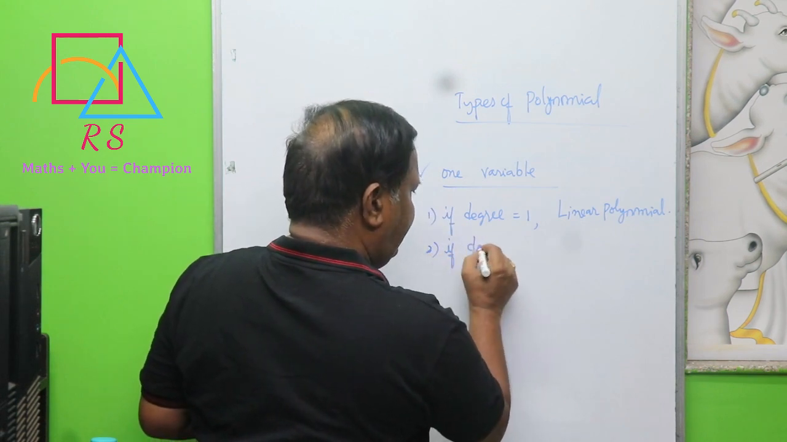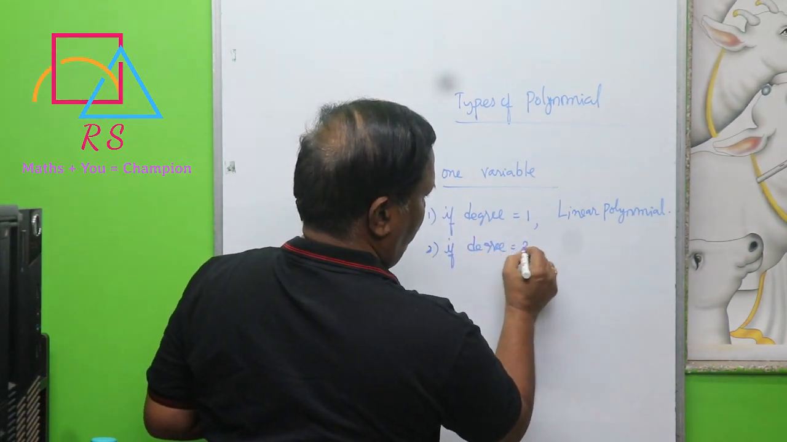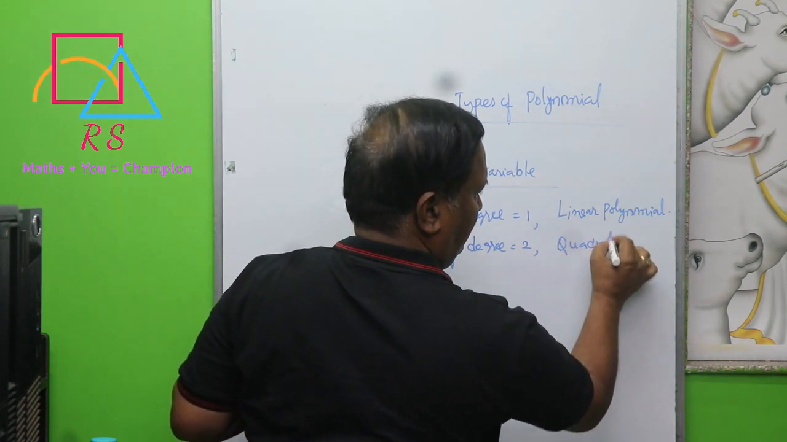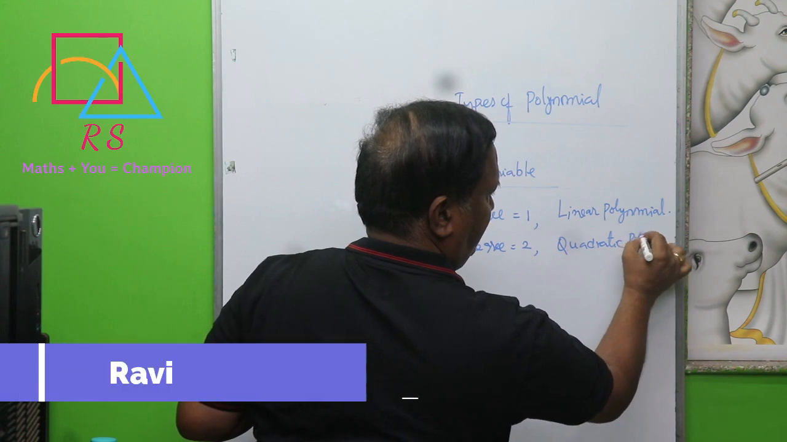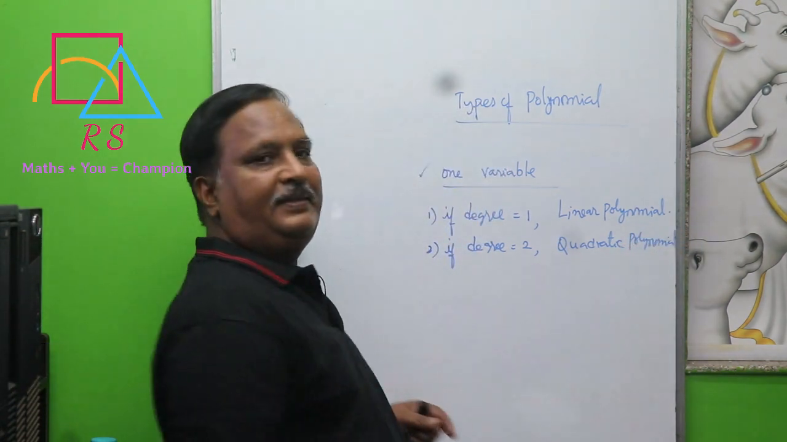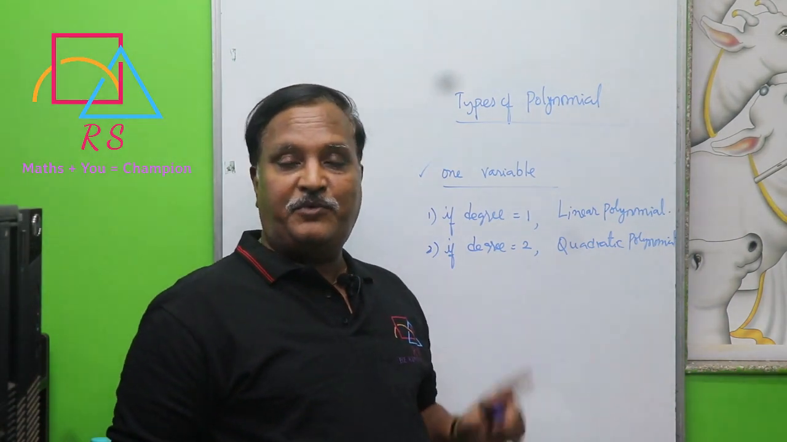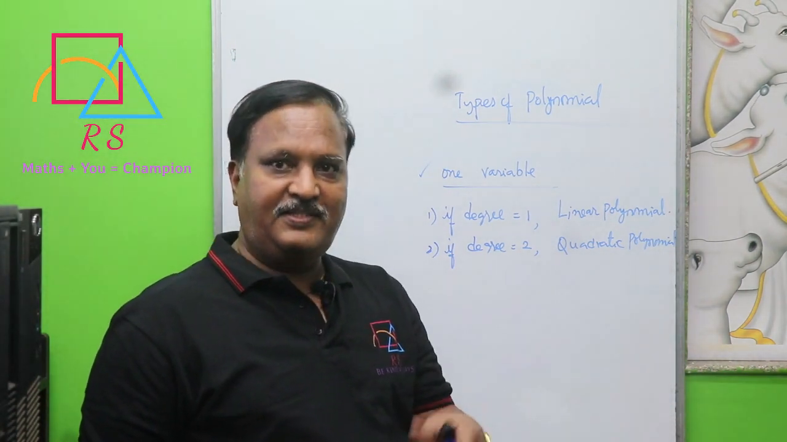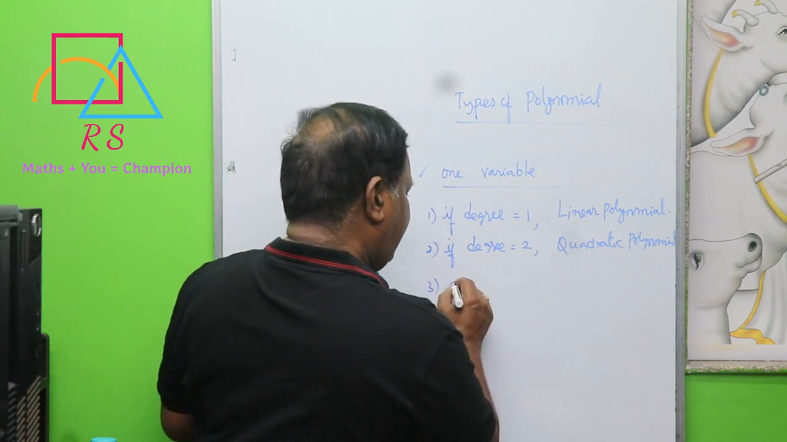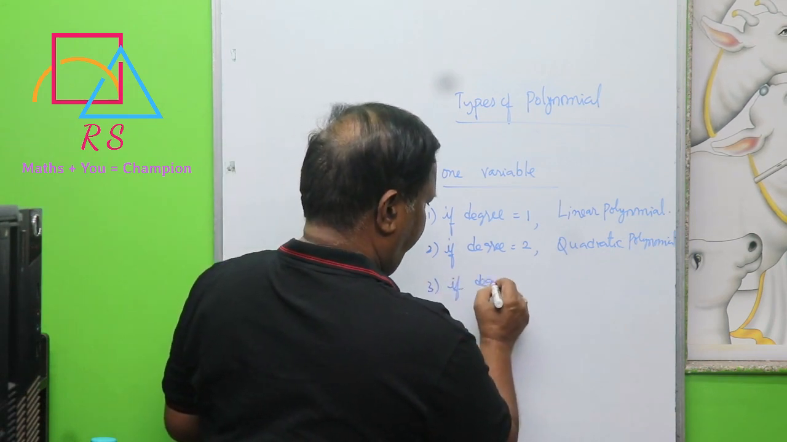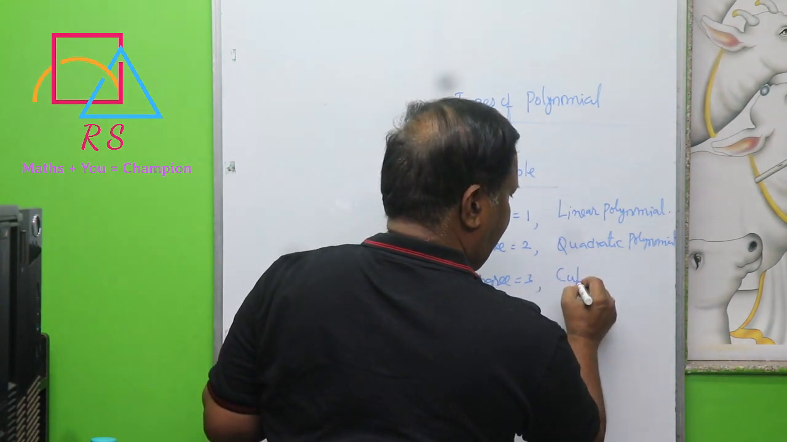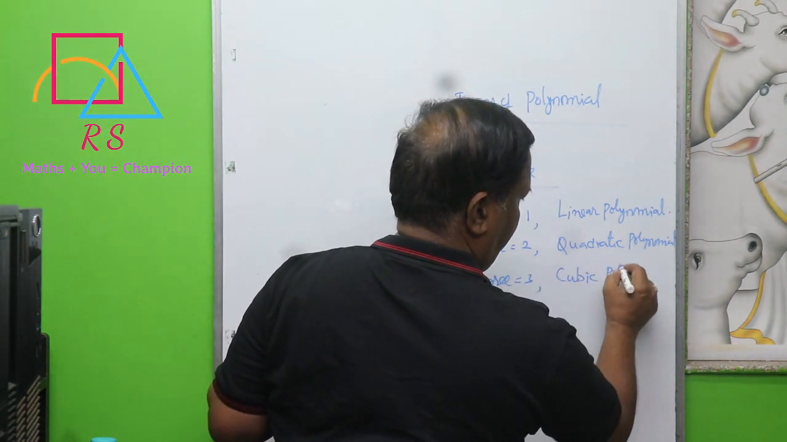If the degree is equal to 2, then it is a quadratic polynomial. Quadratic polynomial. I am talking about a single variable because in 10th class we have only one variable. If the degree is 3, then we call it a cubic polynomial.